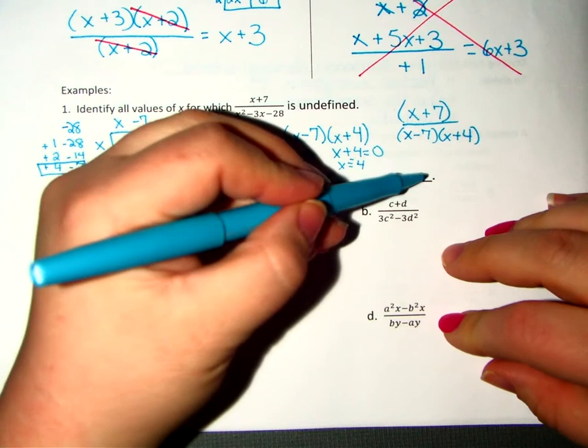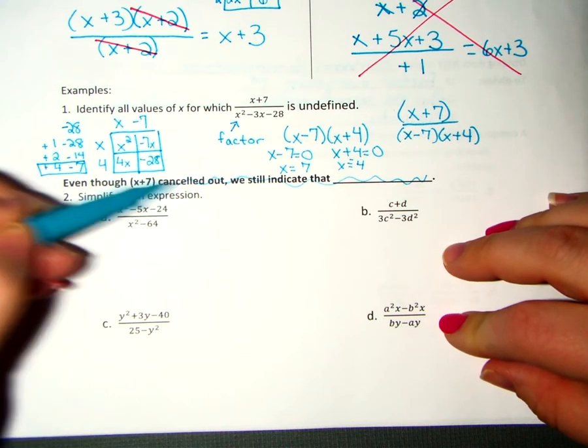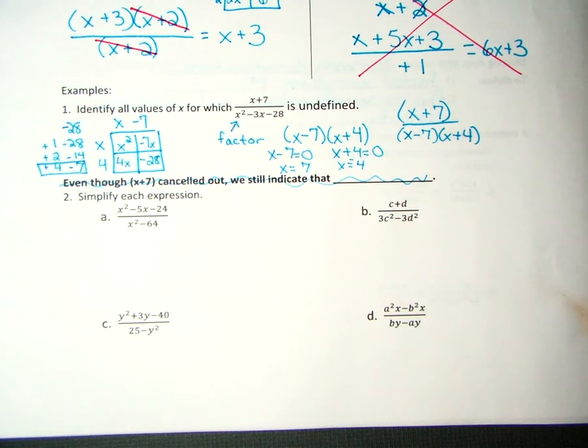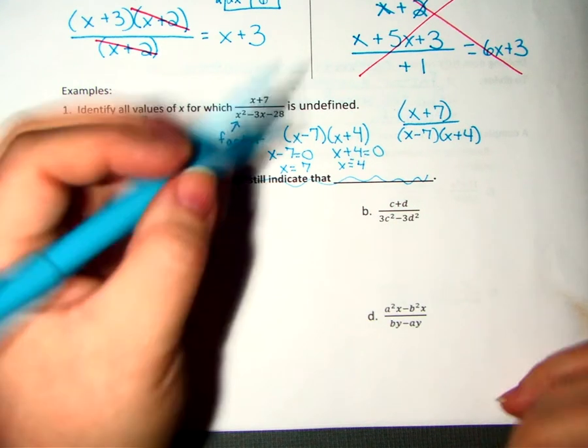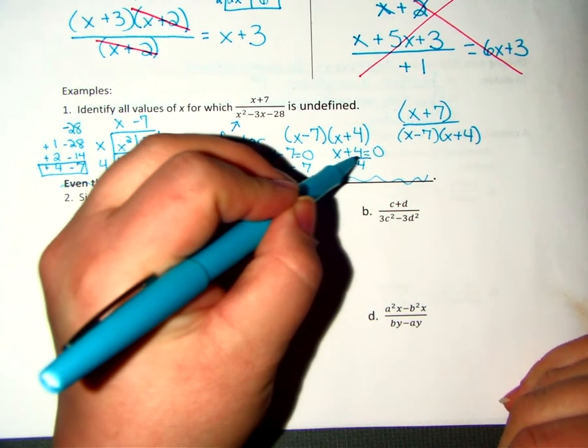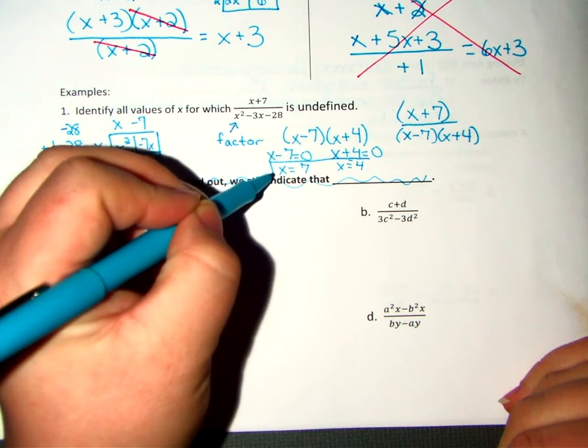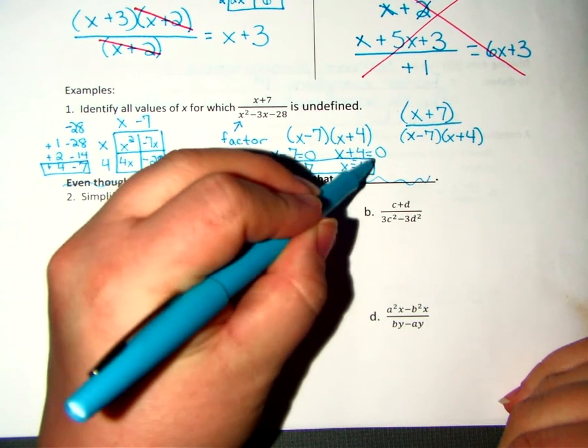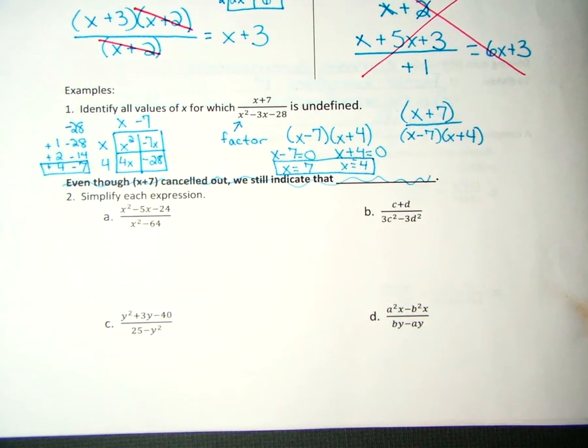So it's not really applicable for this particular problem. However, in the future, you need to always make sure that even if you cancel out a factor, you still need to indicate that x cannot equal that number.